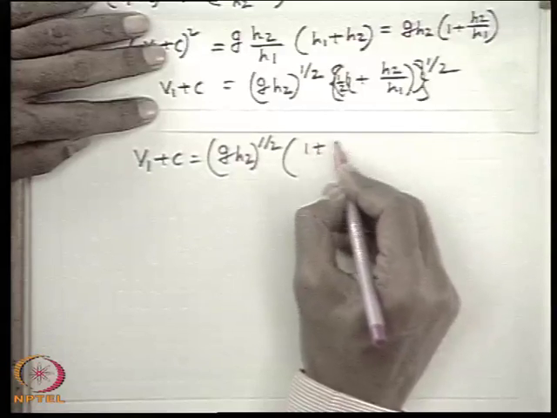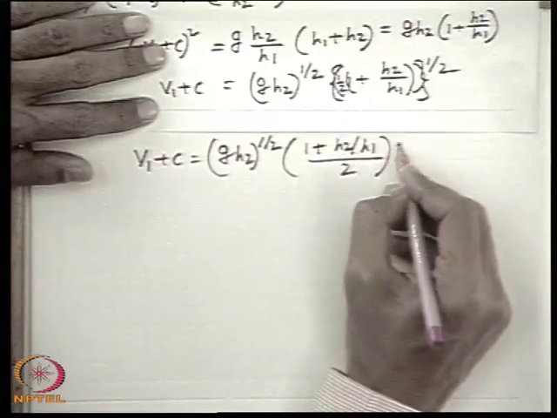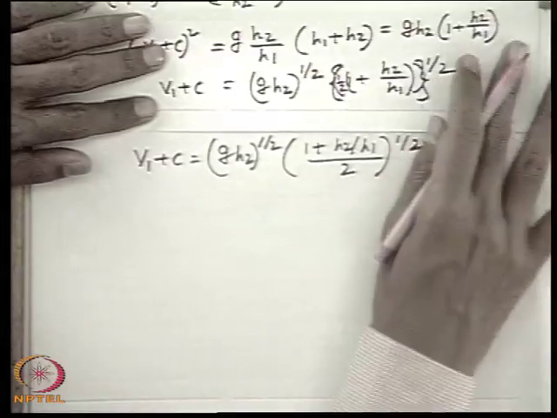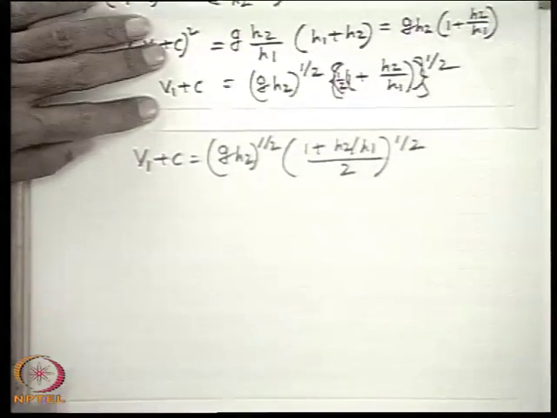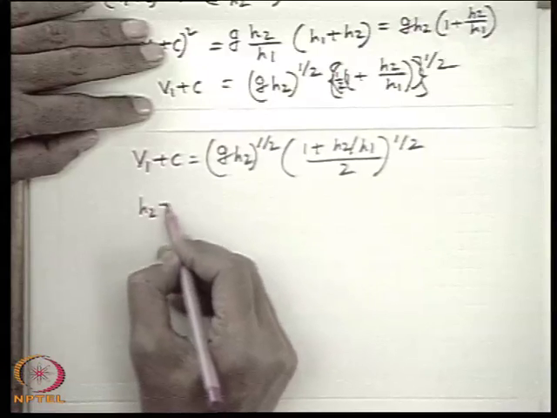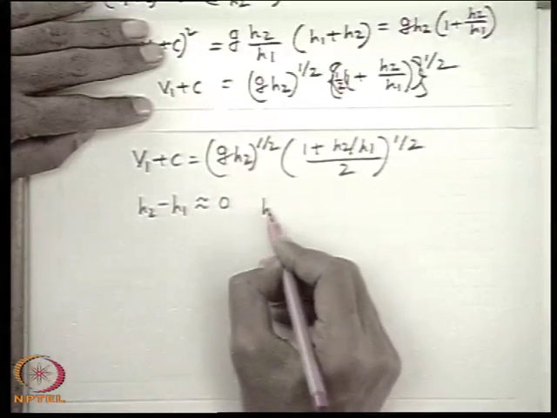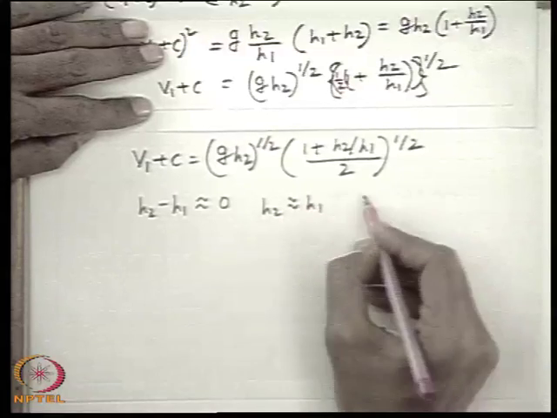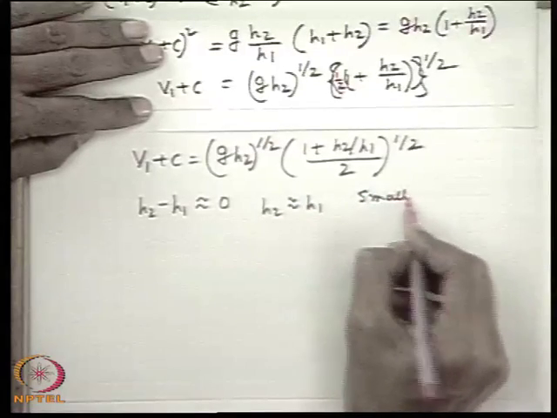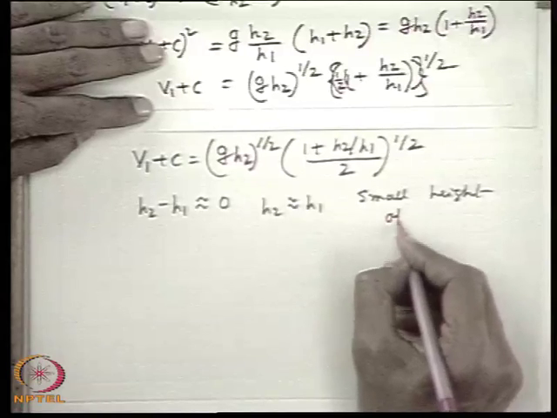That means 1 plus h2 by h1 by 2. We can write this to the power half. This is the expression. Now, if we consider the height of the disturbing wave is small, which means that H2 minus H1 is very less, almost 0, or H2 is very close to H1. That is a small height of the wave. For a small disturbance, small height of wave.